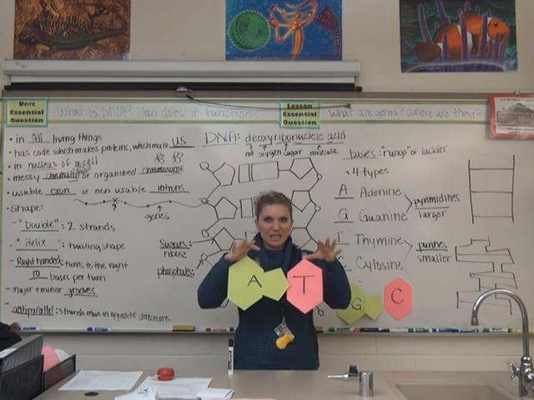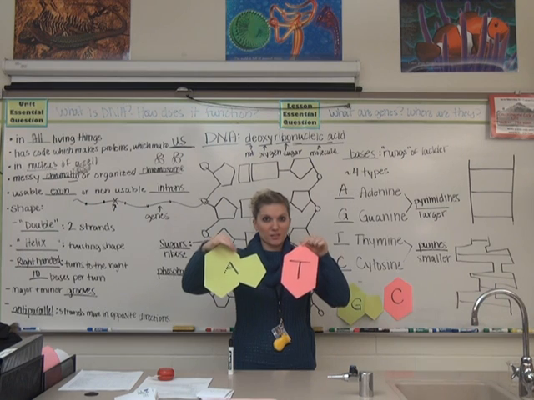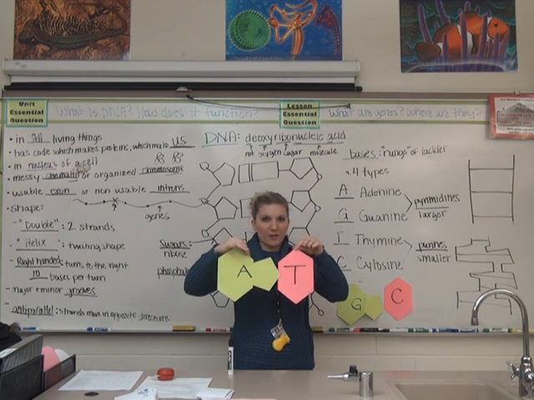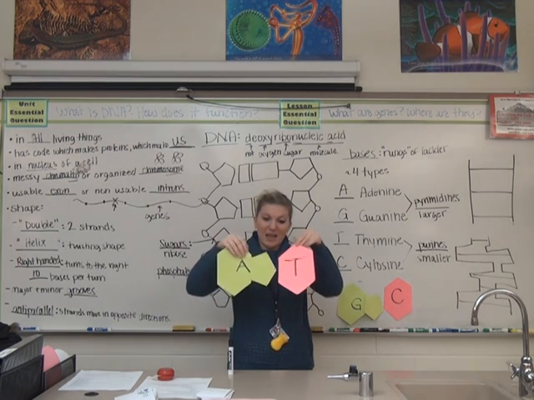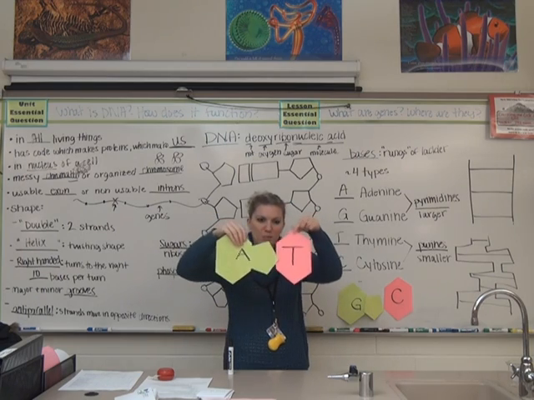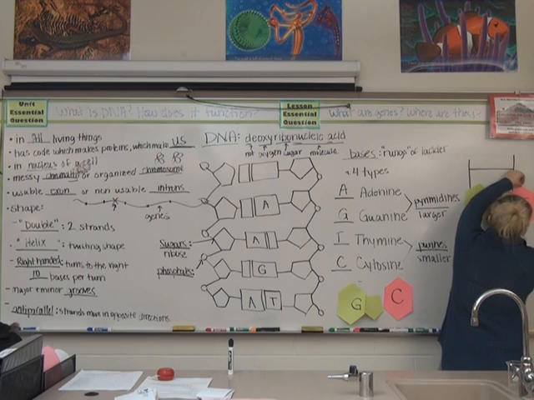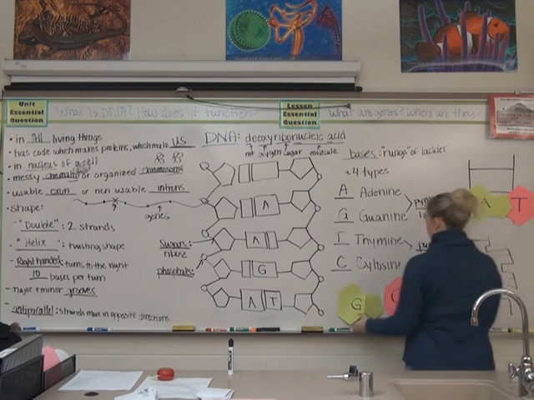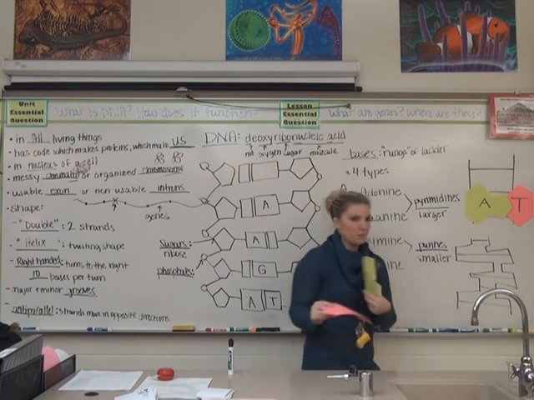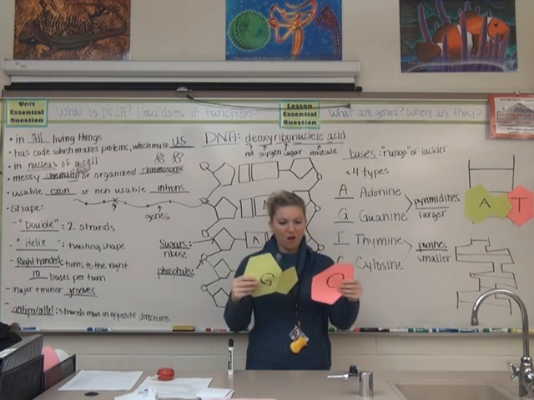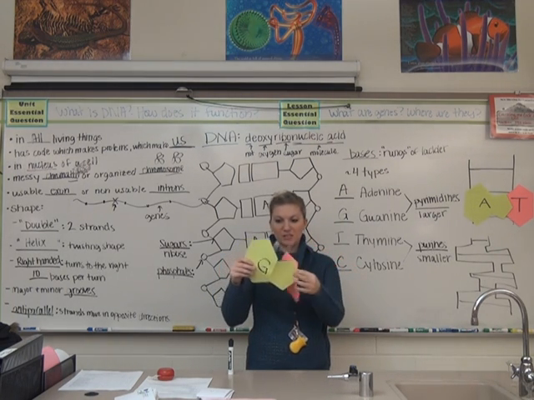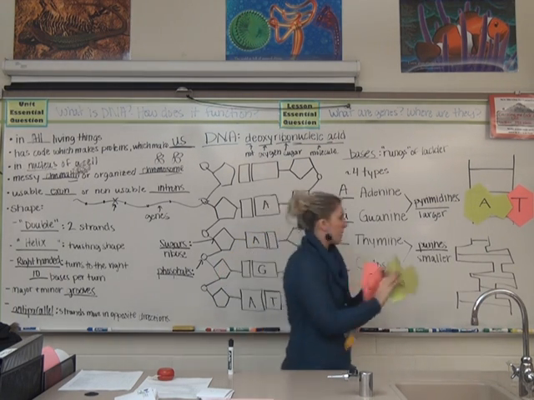So A and T, because one's big and one's small, will always go together. They also can go together because they have the same bonding. They're like two puzzle pieces that match up. So A and T are always going to go together. G and C, because one's big and one's small, and they have the same puzzle pieces that go together, will always go together as well.